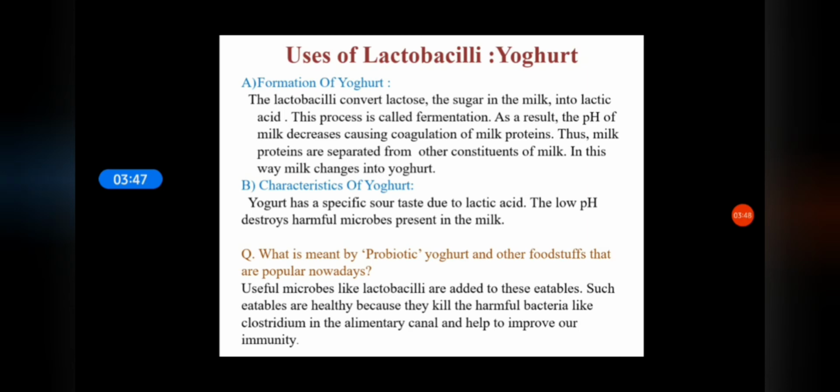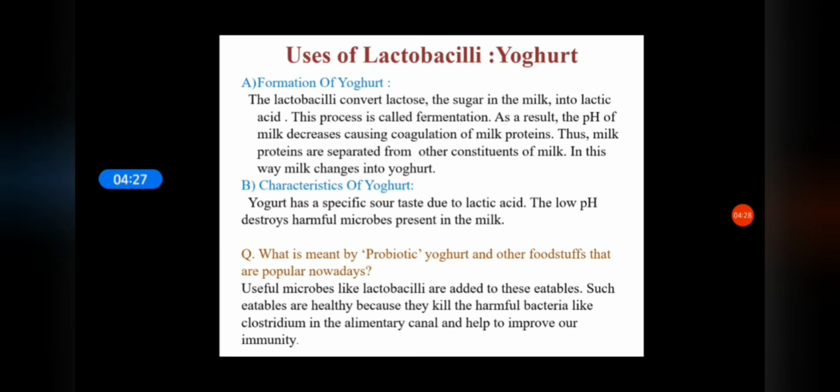Milk contains lactose sugar, lactobacilli microbes and proteins along with the other constituents of the milk. By the fermentation process, these lactobacilli convert lactose sugar into lactic acid and as a result the pH of the milk decreases, causing coagulation of the milk proteins. Coagulation means a liquid turns into a solid or semi-solid state. After coagulation, milk proteins are separated from other constituents of the milk and here the milk changes into yogurt.